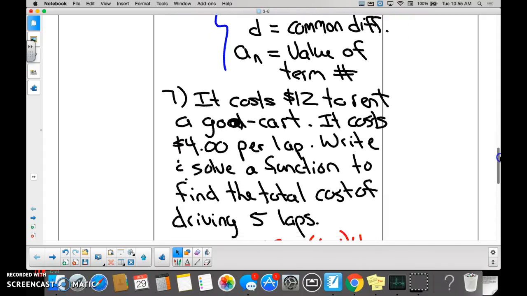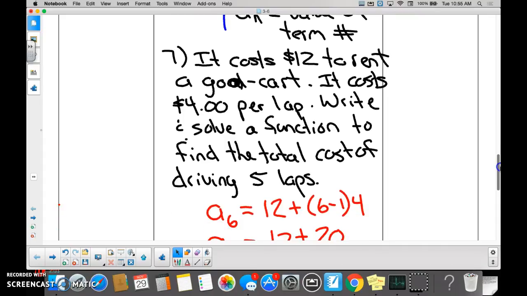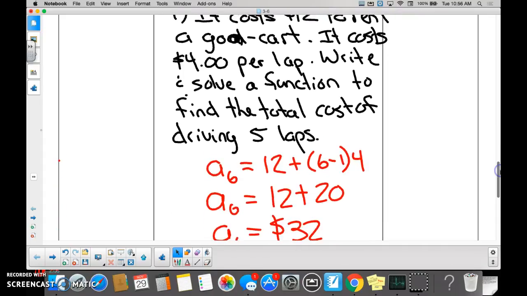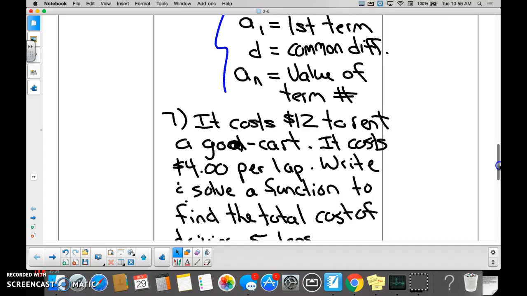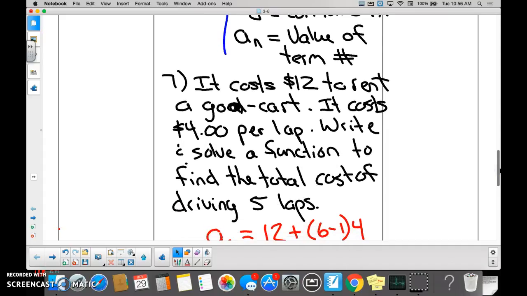And then the really, really big idea here, beyond the formula, is that if you have a problem in which you have a starting point, like renting a go-kart for $12, and then you have to add $4 per lap on top of it, like in our example, you want to make sure that you're identifying how many terms are available. It is not 5, even though we're driving 5 laps in this problem, because you're starting with $12. Remember the list that we made on the board.